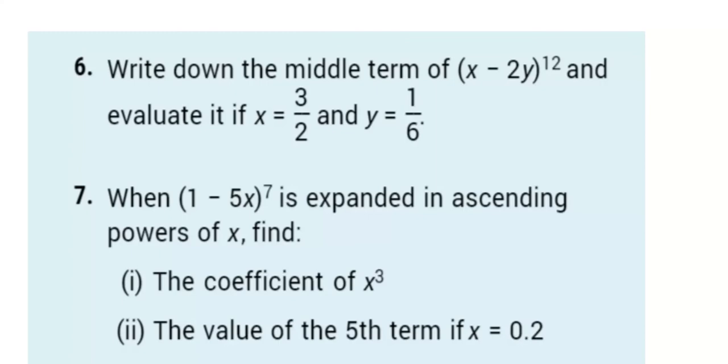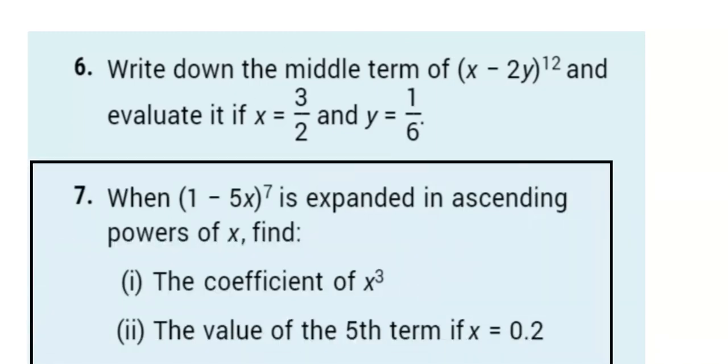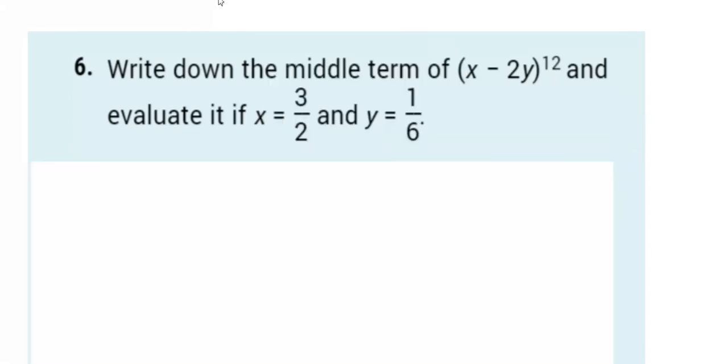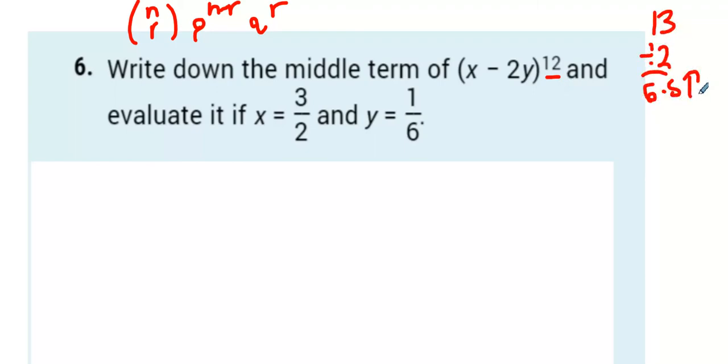Now, lads, this one here, question 6. Okay. Now, this is not bad at all. I know it looks terrible, but it's not. So here's what you're going to do. Ready, gents? Good. So nCr p to the n minus r q to the r. Now here's what we're going to do. To the power of 12 means how many terms? 13. Divide 13 by 2. 6.5. Round it up. 7th term is what we're looking for. Term 7.